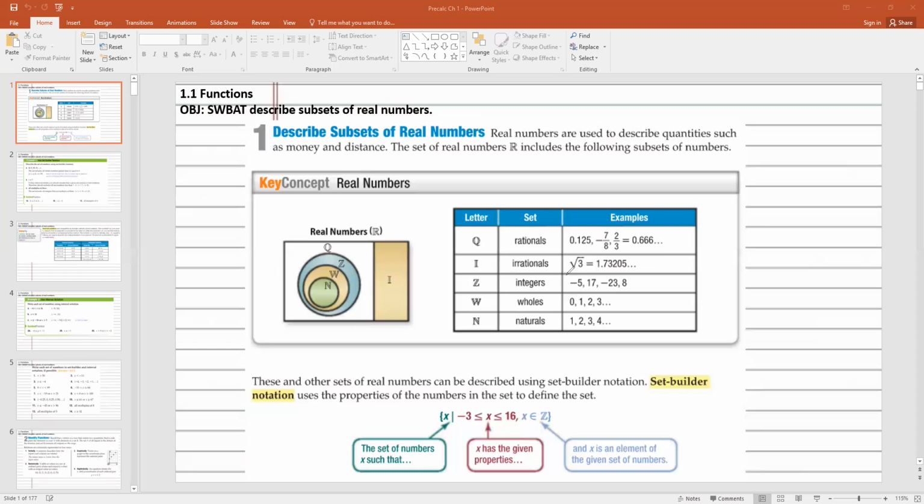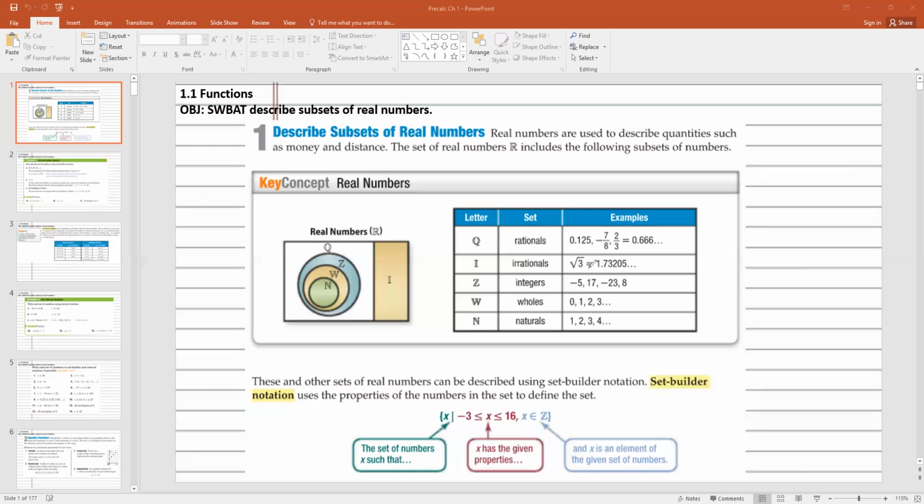Now irrational numbers are those numbers that go on forever. So you can't put it in fraction form, and the decimal form of it just keeps going forever and doesn't stop. So common examples of those are square root of 2, square root of 3, pi, e, all those numbers.